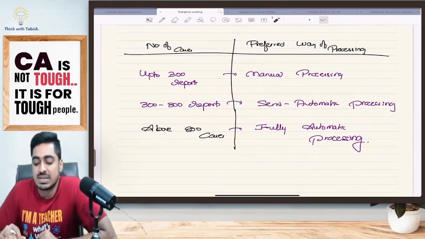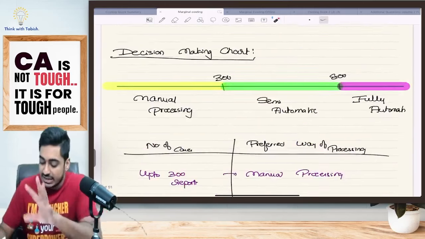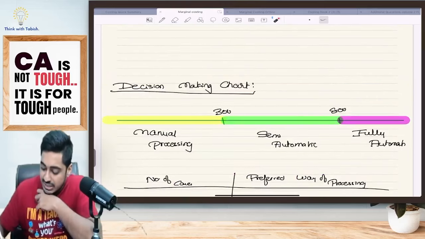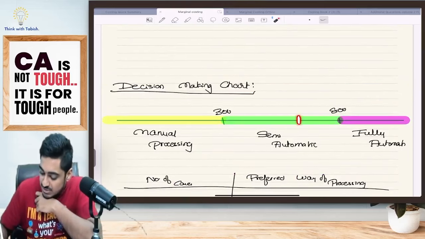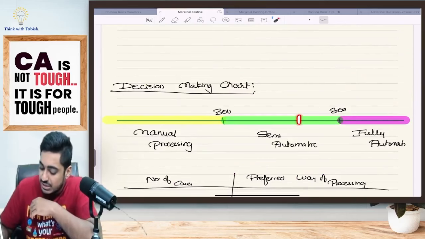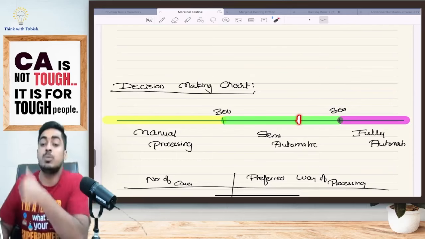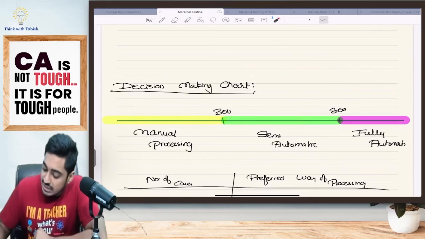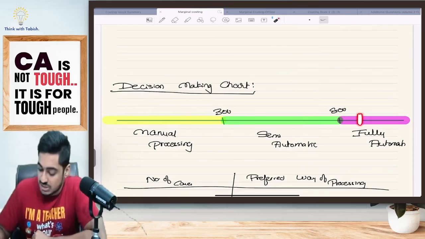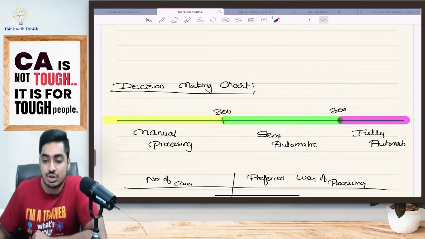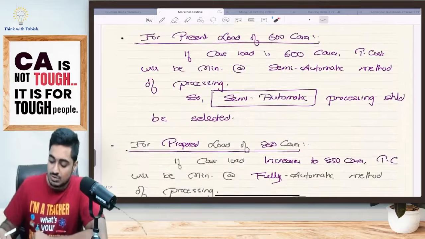Second part: if the present case load is 600 cases, right now I'm having 600 cases, tell me, for 600 cases, which is best? The 600 is in the 300 to 800 range, so semi-automatic is best. But it is expected to go up to 850 cases in the near future. If it goes up to 850, which one is best, students? More than 800 is going to be fully automatic. Which one will I have to implement?